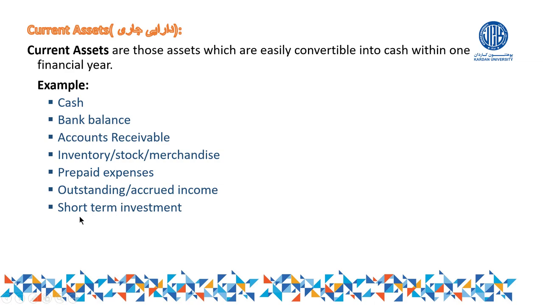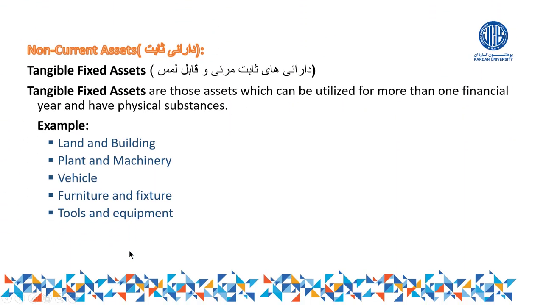Outstanding income. Short term investment: you make an investment for a short period, not more than 1 year. It can be called what? A current asset, right? The next one is non-current asset. We can also call it what? Fixed asset.